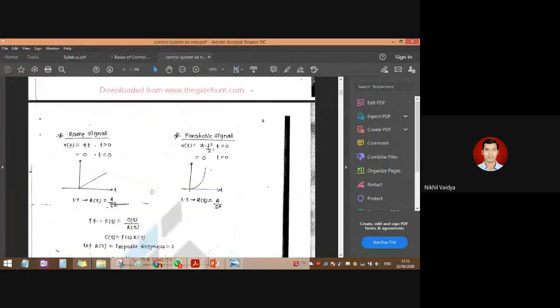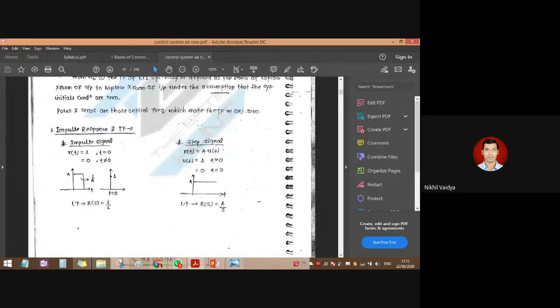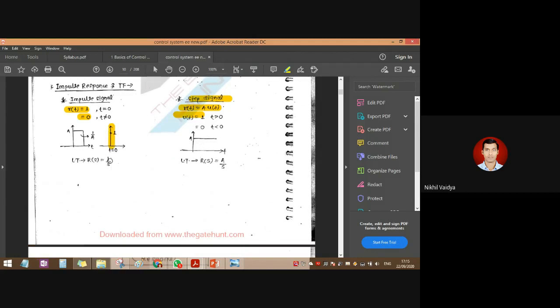See, this was the section we had seen yesterday, various types of inputs. This was the impulse, given by r of t is equal to delta t, and its Laplace transform is 1. Then the step, like that we had seen yesterday. The impulse input is a straight line going along the y-axis above, and this is the time.